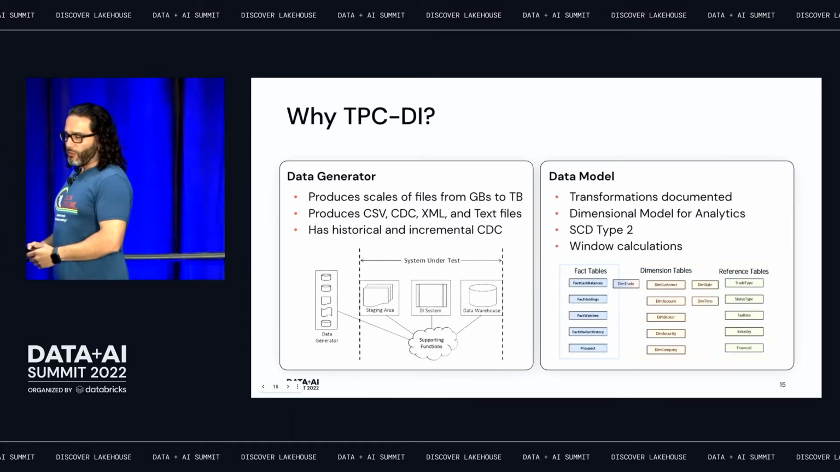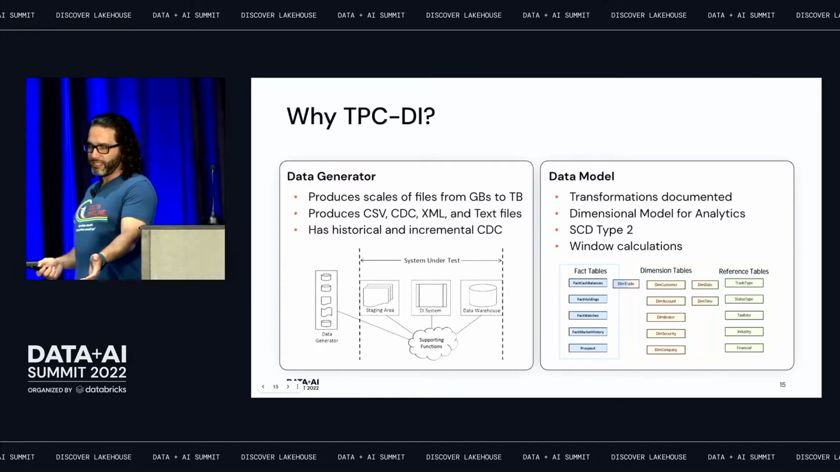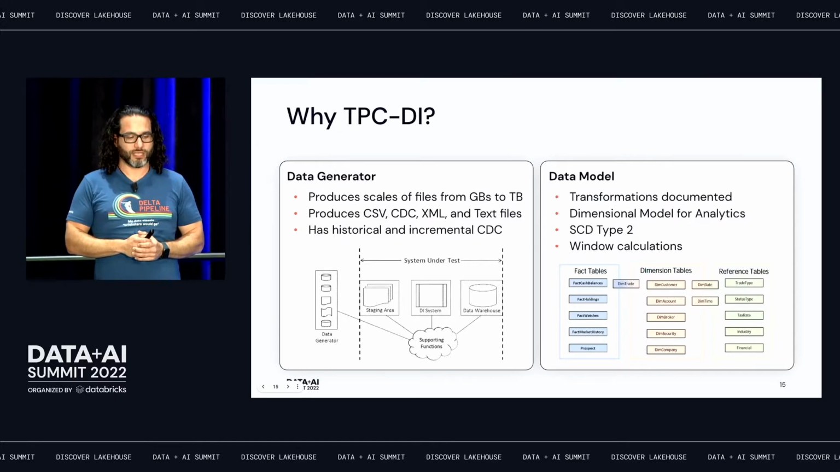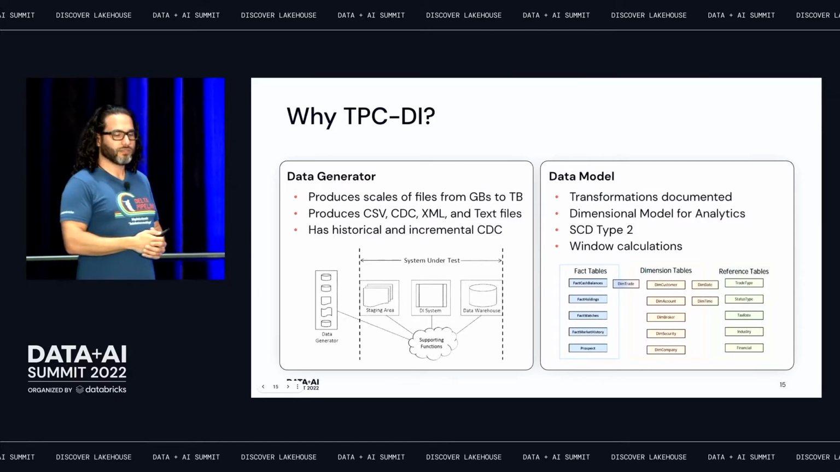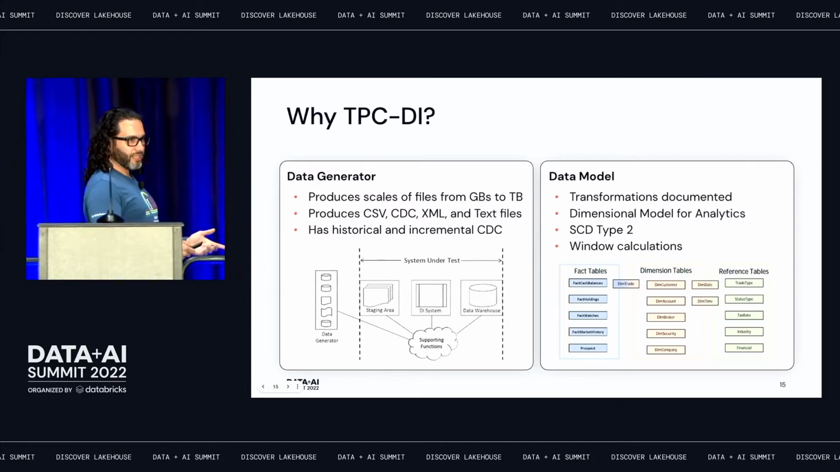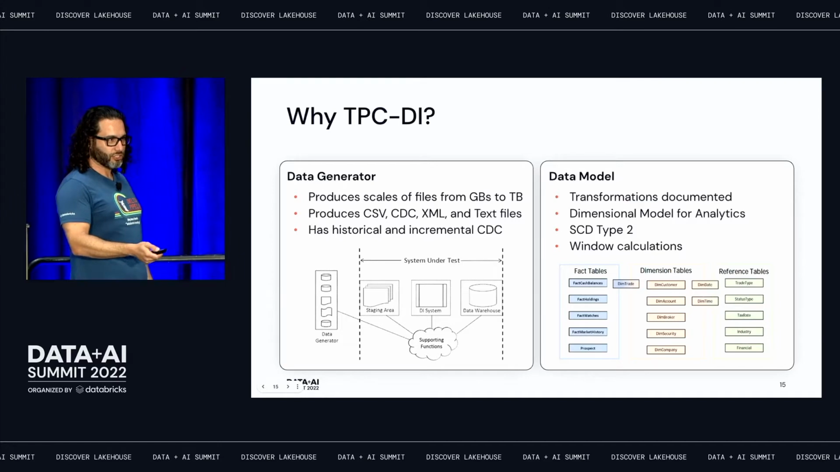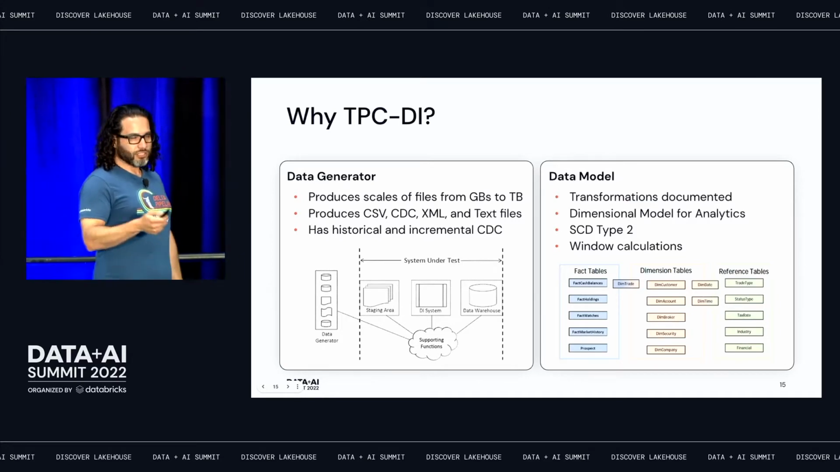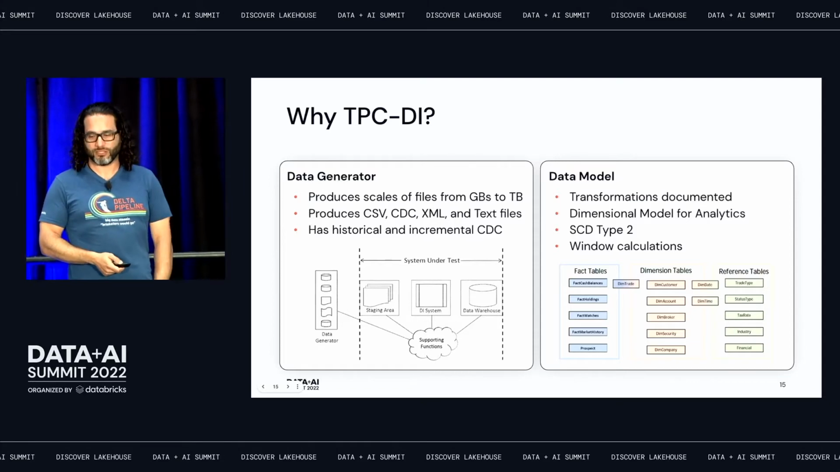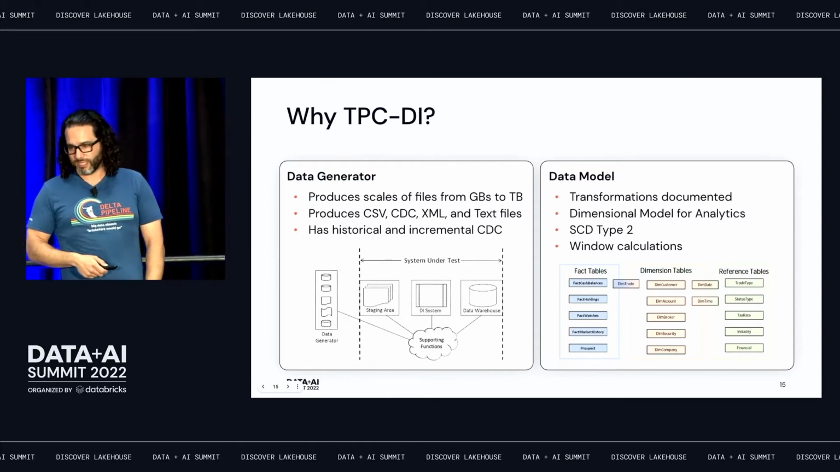So why TPC-DI? Because they give us that data generator, we can produce scales of files from gigabytes to terabytes. It produces all types of dirty files that customers have to deal with on a daily basis. CSV, text, CDC text files, XML data. A lot of people, when I say XML, they're like, are you sure you mean XML and not JSON? A lot of the world actually still processes XML. A lot of the financial services companies still do. But this benchmark, again, is from the 90s.